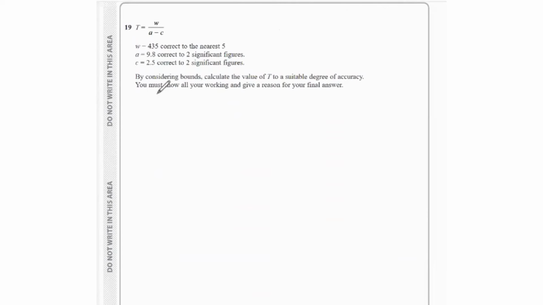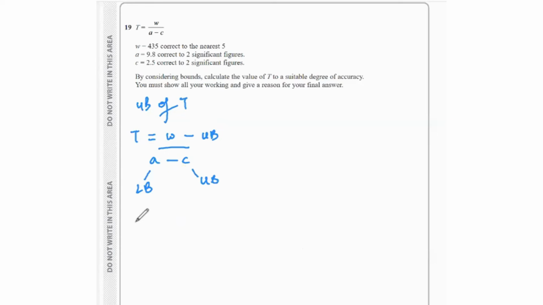So for this, we're trying to find the bound. So we need to find the upper bound of T and the lower bound of T. So for the upper bound of T, W will be the upper bound. For A minus C, A will be the lower bound and C would be the upper bound. Why? Because in division, if you're trying to find the upper bound, the numerator will be the upper bound and the denominator will be the lower bound. And for the denominator to be the lower bound in this case, since we're finding the difference, to find the lowest value, we subtract the upper bound from the lower bound.